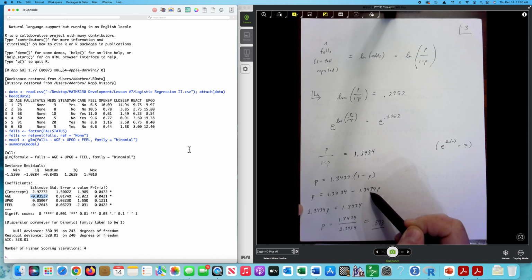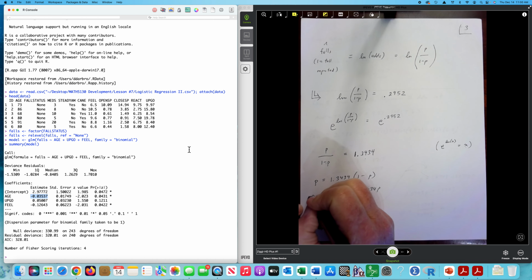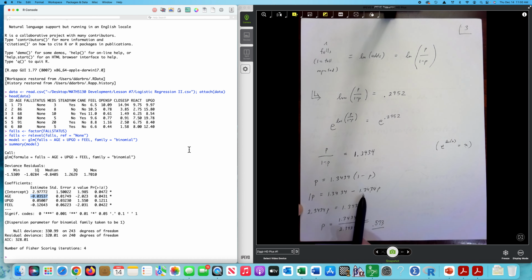I add 1.3434p to both sides. Remember, this is 1p. So 1p plus 1.3434p is 2.3434p equal what's left over there. Do the division, 0.573.